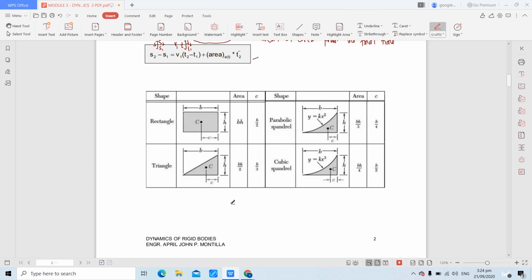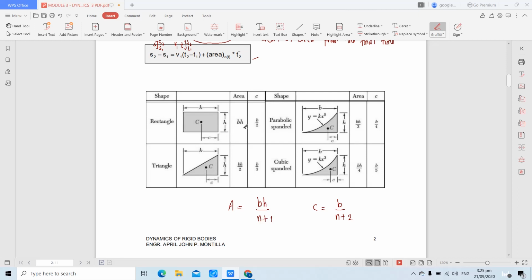Kung ayaw nyo mag-memorize, i-memorize nyo lang yung general form ng area natin. That is BH over n plus 1 and the centroid, that is B over n plus 2. Gets po? Where n is the degree of the curve. Kunyari, rectangular. Pag sinabing rectangular, 0 degree. Therefore, n will be 0. So, 0 plus 1 is 1.